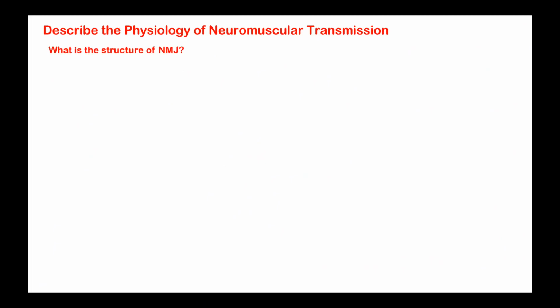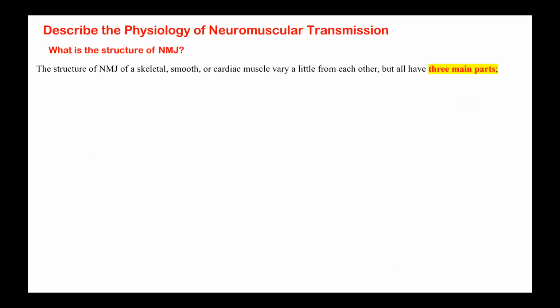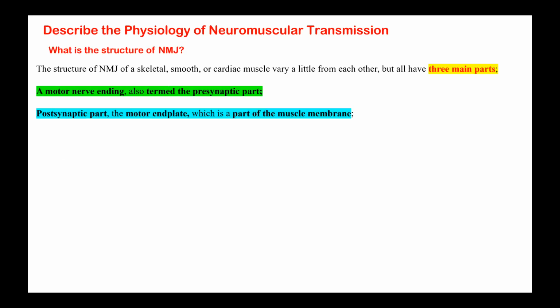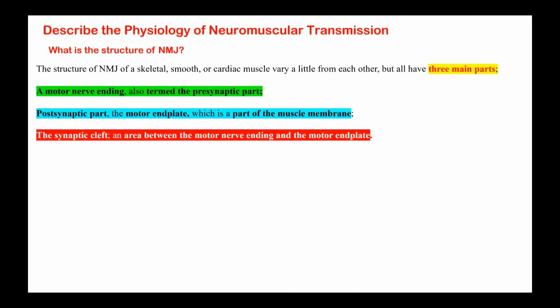So what is the structure of the neuromuscular junction? This is what we first have to understand. It is present not only in skeletal muscle. All muscles, smooth muscles, cardiac muscles, all of them have this. And they have three main parts. One is the motor nerve ending, which is also called the presynaptic part. The second is the postsynaptic part, which is also called the motor end plate, which is a part of the muscle membrane. And the gap between these two is called the synaptic cleft.